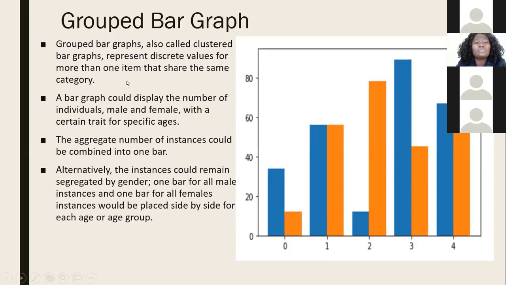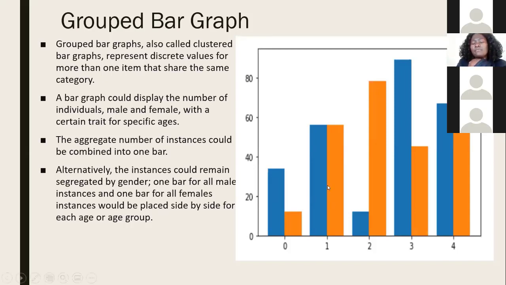So a bar graph could display the number of individuals, male and female, with a certain trait for a specific age. The aggregate number of instances could be combined into one bar. It all depends on how you want to present your data. Alternatively, the instances could remain segregated by gender, one bar for all male instances and the other bar for all female instances, placed side by side for each age group.